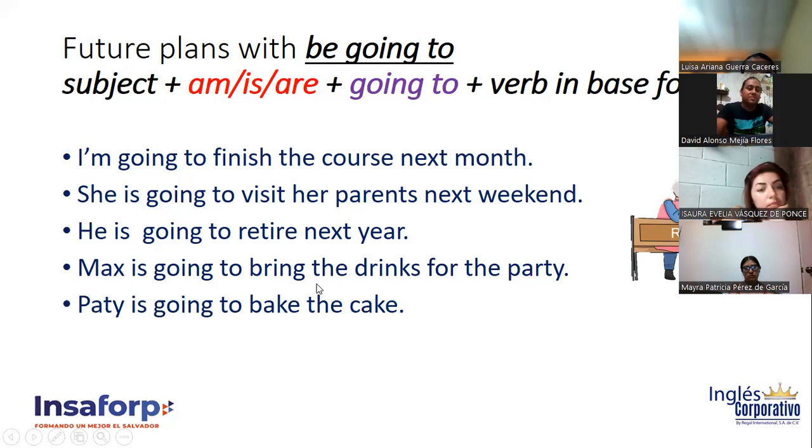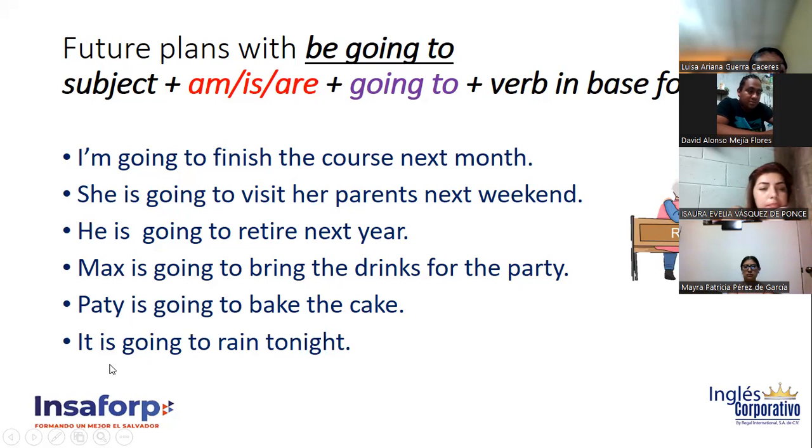Isaura? Patty is going to bake the cake. Luisa? It is going to rain tonight. Yes. Thank you so much. So as you notice, we use the verb to be, going to, and the verb in base form. Not ing, not ing, base form. I'm going to finish, she's going to visit, he's going to retire, Max is going to bring, Patty is going to bake, and it is going to rain.